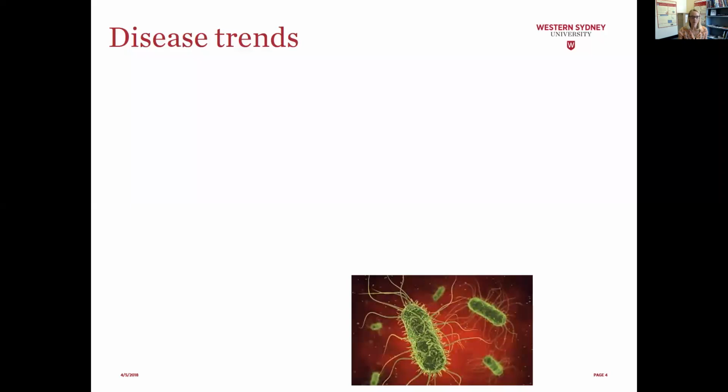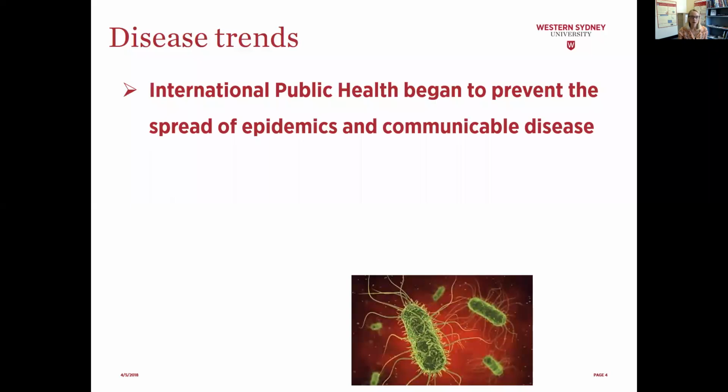So we know that public health really began around trying to contain and prevent the spread of epidemics of communicable diseases. We're looking at cholera and diphtheria and Spanish flu, all those huge epidemics around the turn of the 19th, 20th century that had catastrophic effect on populations, huge amount of death and disability.